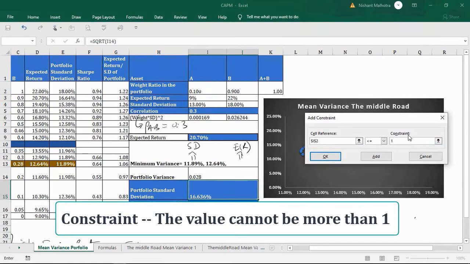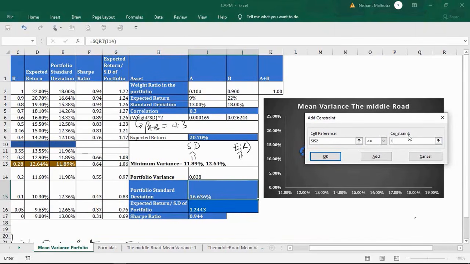We have kept it as 1, so it can shift from 0 to 1. So 1 is the maximum. We are keeping this as of now from 0 to 1. Select this next. The next is B in the same condition, so I'll put less than or equal to 1.